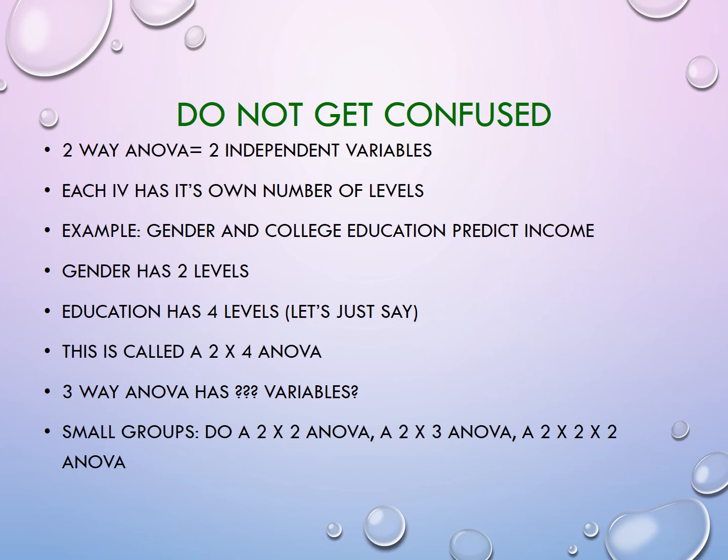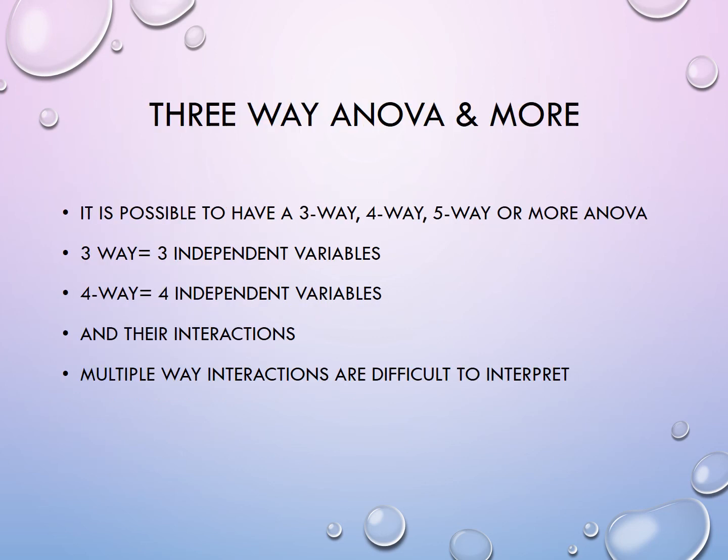So you should ask yourself, if I have a 3-way ANOVA, how many independent variables do I have? Right? I'm going to have 3 independent variables, maybe gender, education, and parents' education, or something like that, right? 3 different things, constructs that you're measuring. If you have a chance to do some small group work later, you might work through what a 2x2 ANOVA looks like, what a 2x3 ANOVA looks like, what a 2x2x2 ANOVA looks like, so you can start to get familiar and feel like it's not too hard to understand this material.